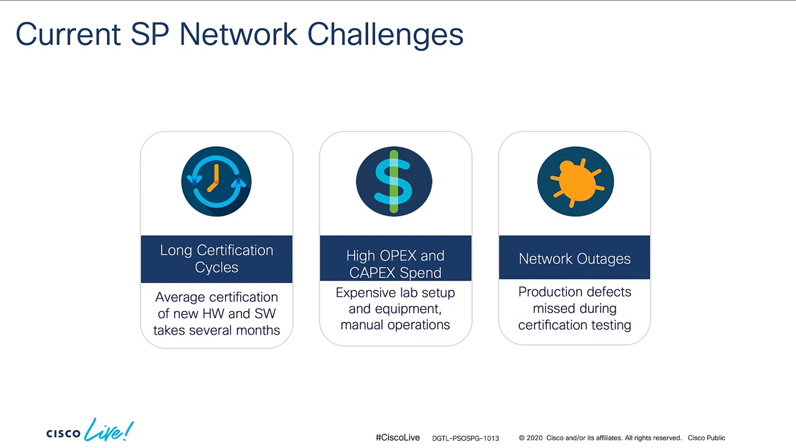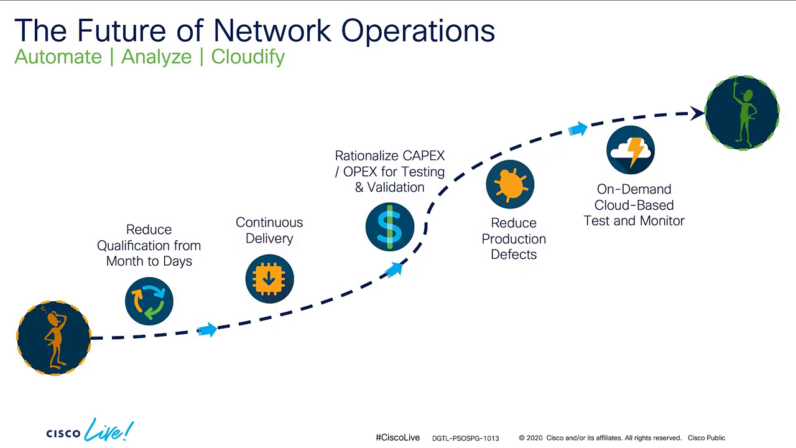But let's take a look at how we can think about our future and what could be done in order to move it closer. Future of network operations, three key aspects: automation, analytics, and qualification of the environment. At first, you should be able to reduce the qualification cycle from months to days. With CI and CD pipelines enabled at each aspect of your topology and software delivery, it should be just in your DNA.